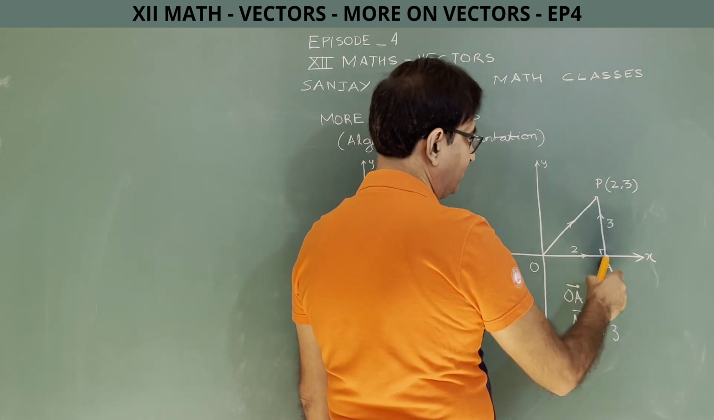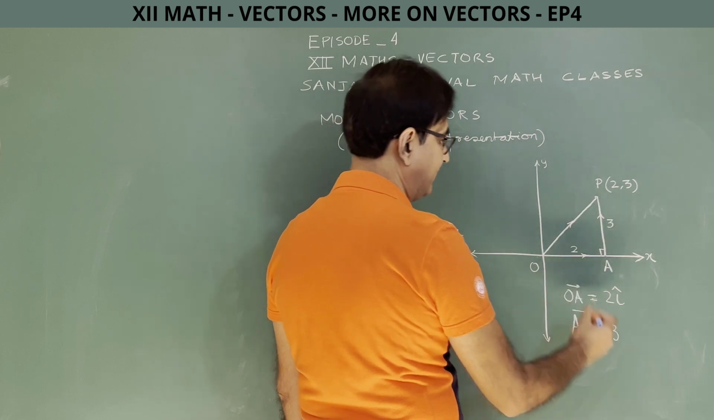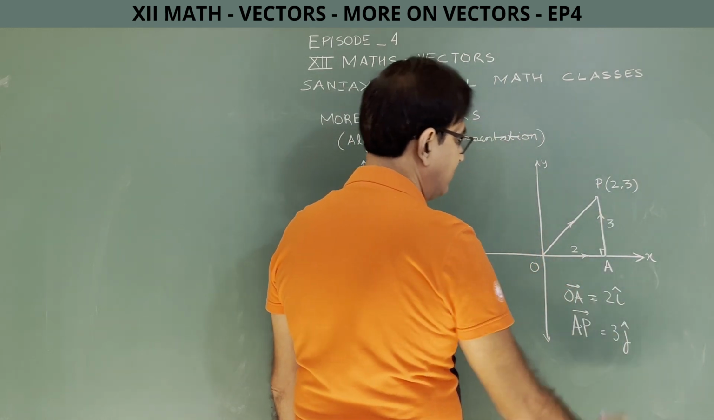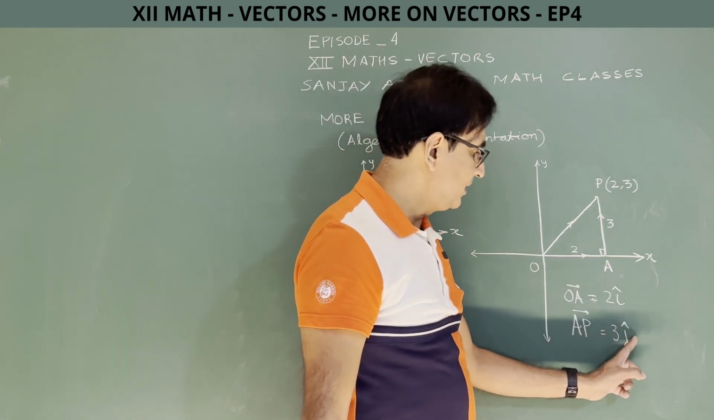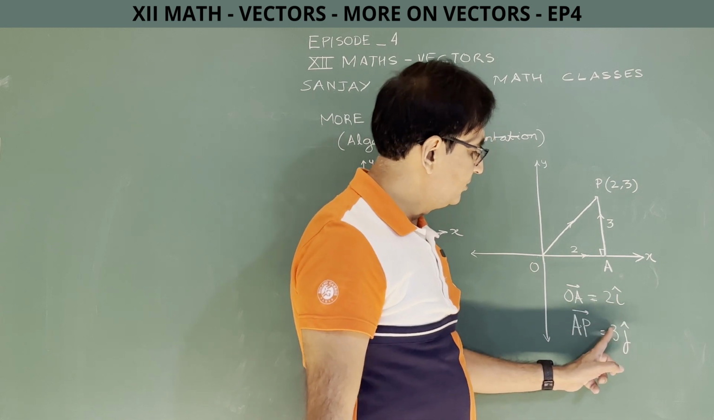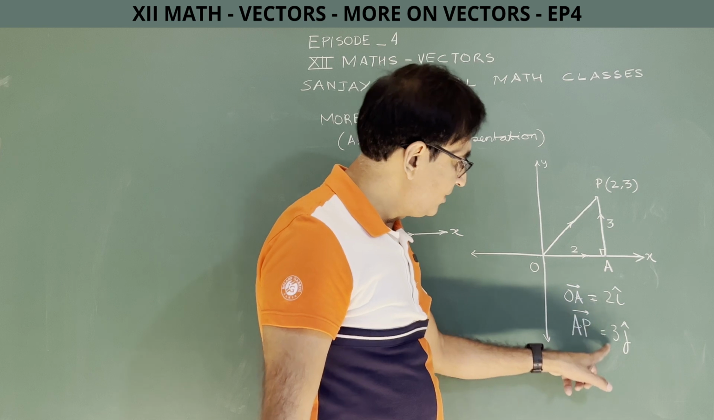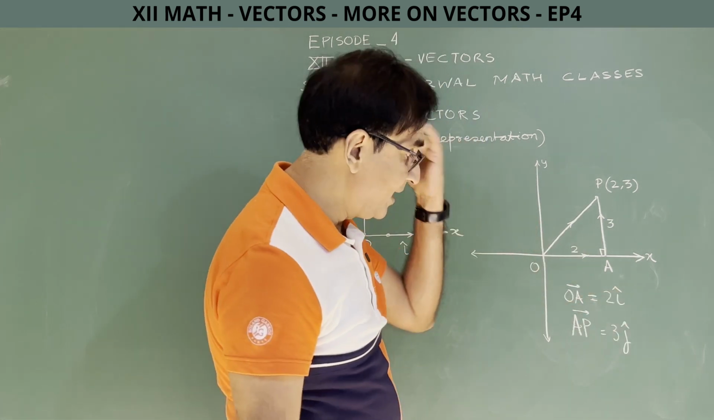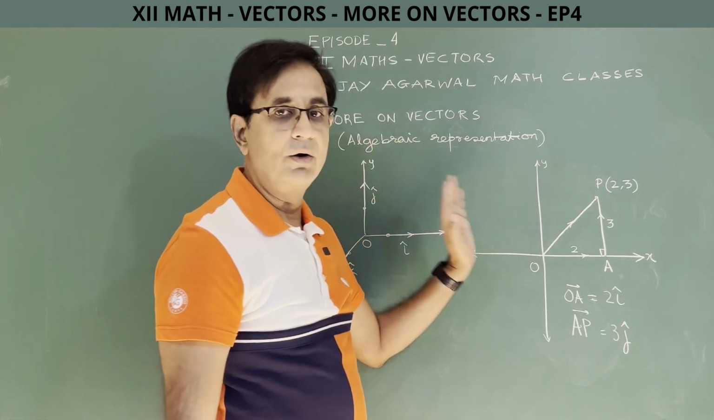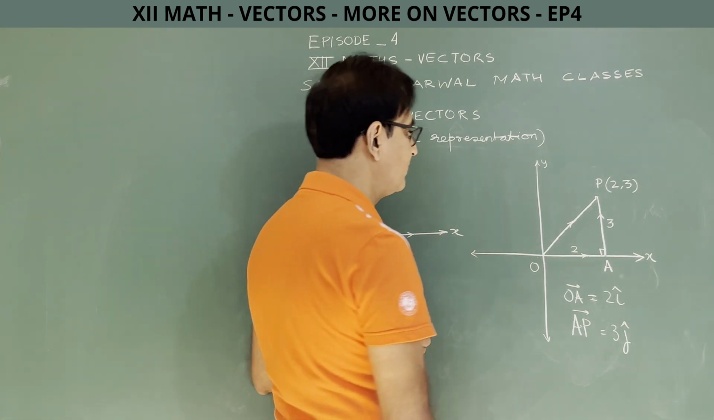So what is the direction for this? J cap. A unit vector along y-axis pointing upwards is j cap. So I put j cap. So vector AP is 3j cap. What is 3j cap? I am multiplying a unit vector j by a scalar number 3. What is the magnitude of this vector? 3 times the magnitude of j cap, which is 1. So 3 into 1 is 3. So the magnitude of this vector is 3 and the direction is same as that of j. What is the direction of j? Parallel or along y-axis, that is upwards, pointing in the direction in which the y coordinate is increasing.